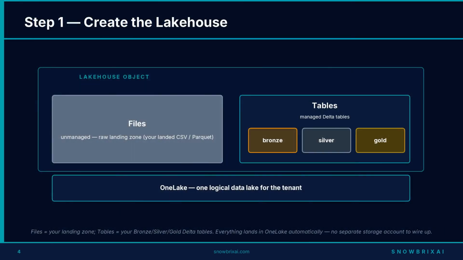Step 1 is to create the lakehouse itself. In your Fabric workspace, you create a lakehouse object and you immediately get two areas, a tables area for managed delta and a files area for raw. Think of it simply, files is your landing zone for raw exports, tables holds your bronze, silver and gold delta tables. And the best part, everything you create lands in one lake automatically. No separate storage account to wire up, no connection strings, no keys, you just start building.